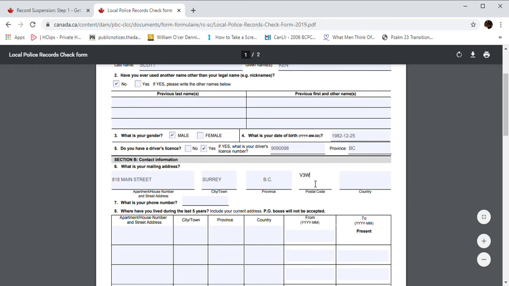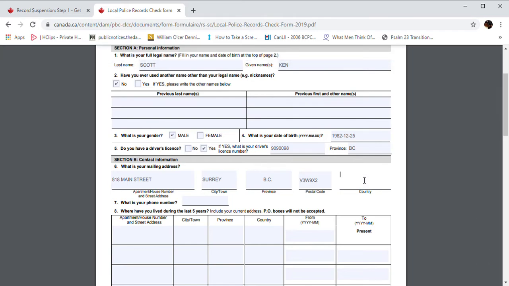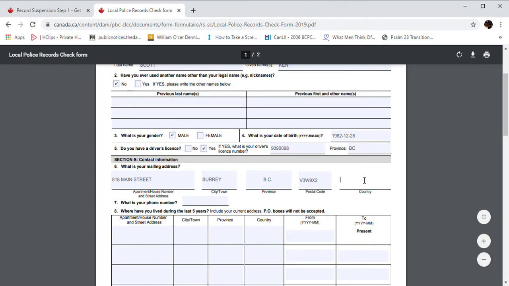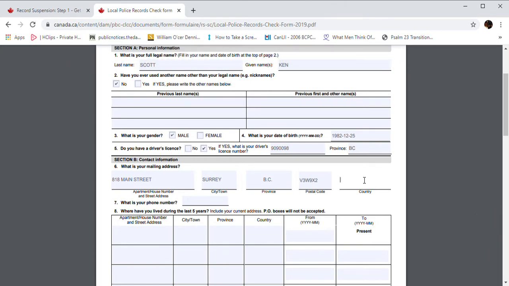Victor 3 William 9 X-ray 2. I like to make mine nice and even so it's nice and pretty. You know, I'm all about the appearance of things, aesthetic. They have to be aesthetic.